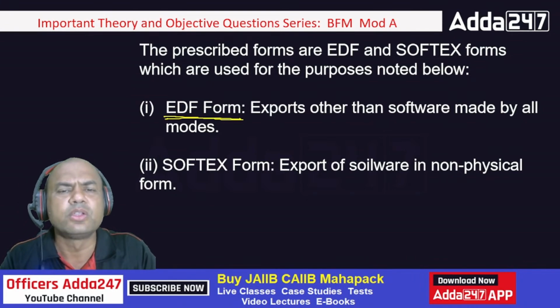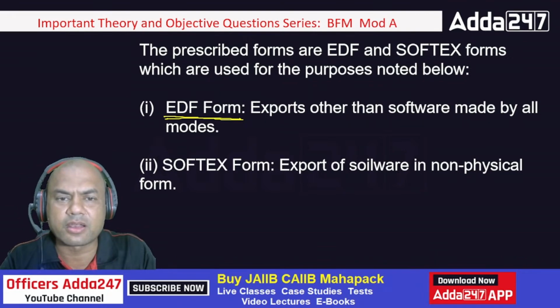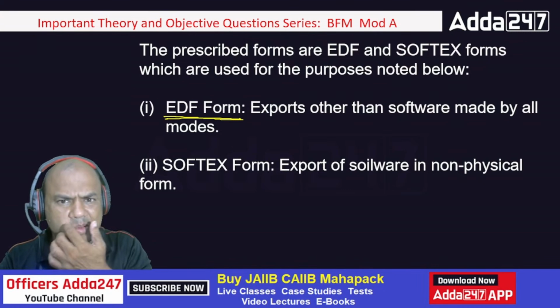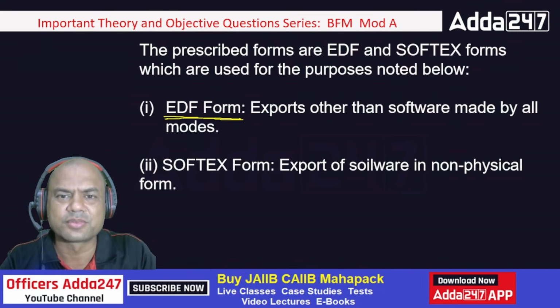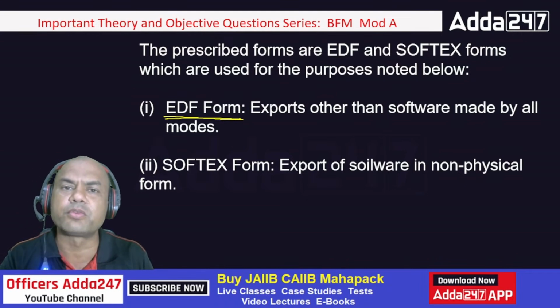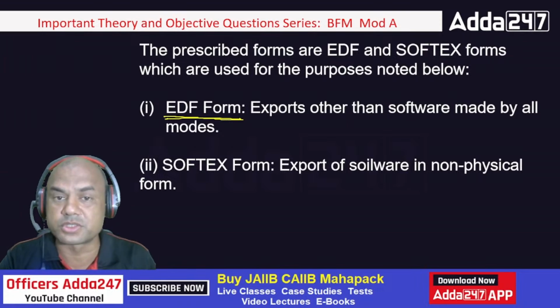It says you do any physical exports. You send it through ship, you send it through air, you send it through truck, you send it through bus, you carry it yourself by walking to USA. You do anything, or you send it through post courier also. EDF form is a common form now. Okay. So exports other than software made by all modes.